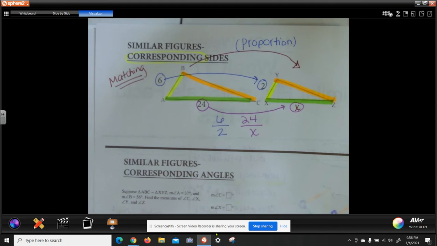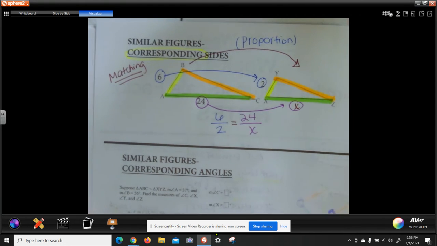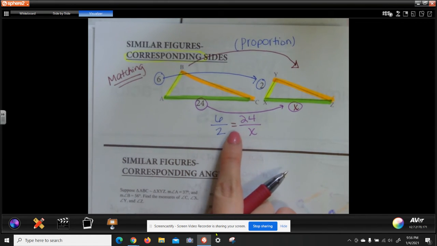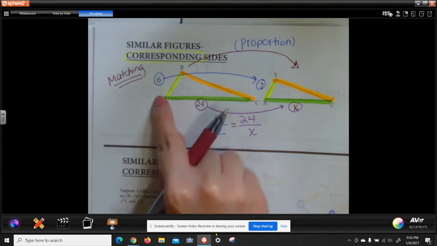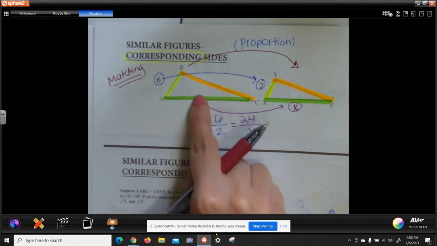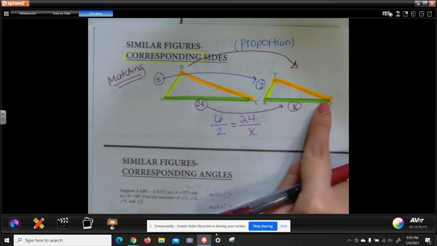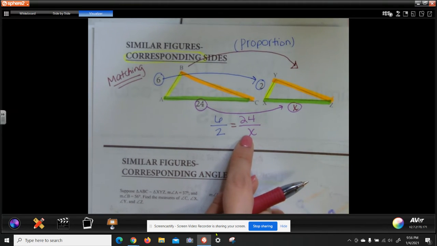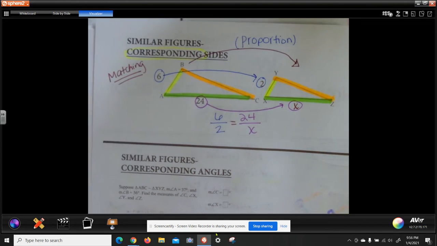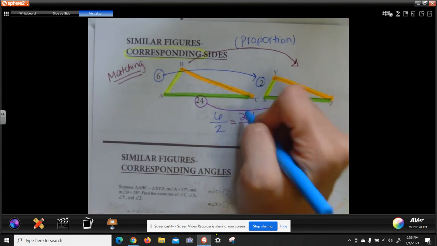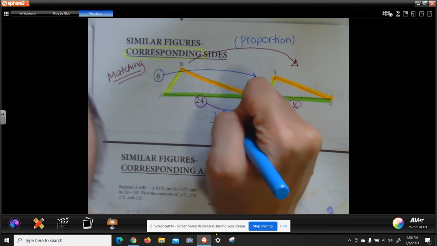Okay, so that's the main idea for today: for you to know how to set up the proportion with the corresponding sides. We need to get our pairs. 6 pairs up with 2, 24 pairs up with the unknown number that we're looking for. Now, once you have the proportion, it's simple. It's like how we've solved it all the time. We're going to cross multiply, and then we're going to divide.